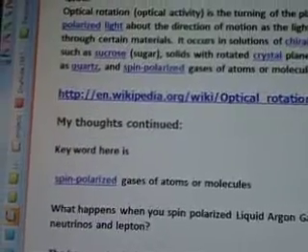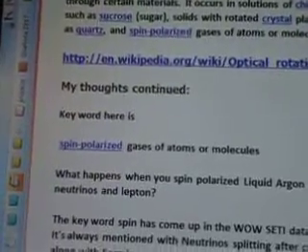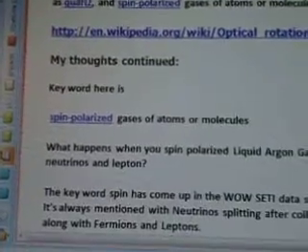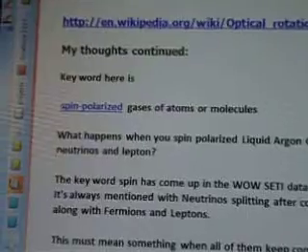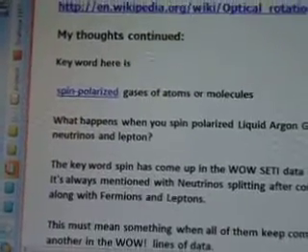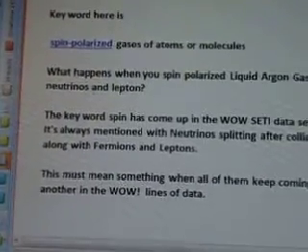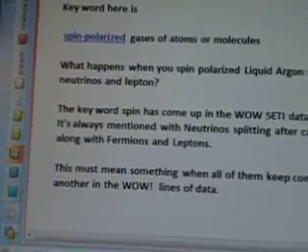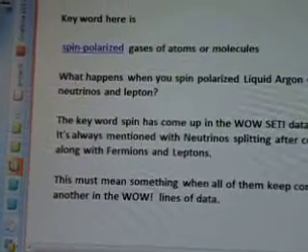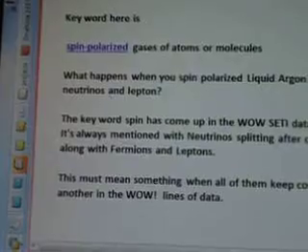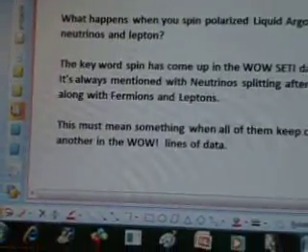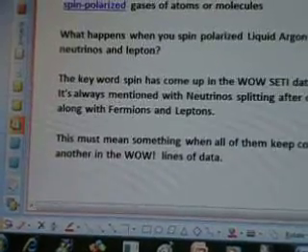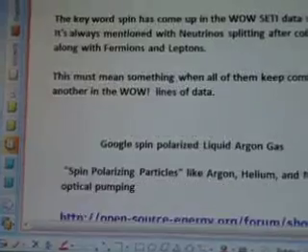My thoughts continued. The keyword here is spin polarized gases of atoms or molecules. What happens when you spin polarize liquid argon gas with neutrinos and leptons? The keyword spin has come up in the Wow SETI data several times. It's always mentioned with neutrinos splitting after colliding, and along with fermions and leptons. This must mean something when all of them keep coming up with one another in the Wow lines of data.